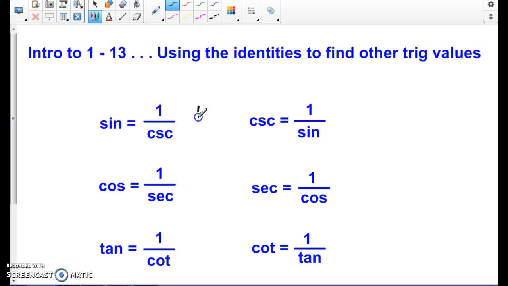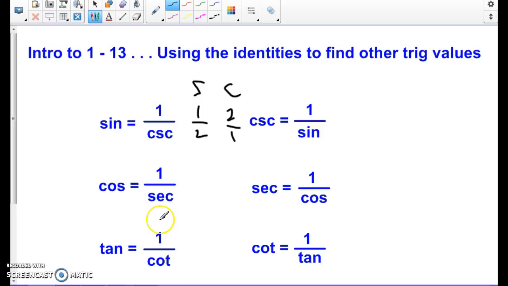So, for example, if the sine is 1/2, the cosecant would be the reciprocal of that, or 2/1, plain 2. So the cosine and the secant are reciprocals. So if the cosine were 1/2, the secant would be 2. Tangent and cotangent are reciprocals. If the tangent is 1/2, the cotangent would be 2/1.